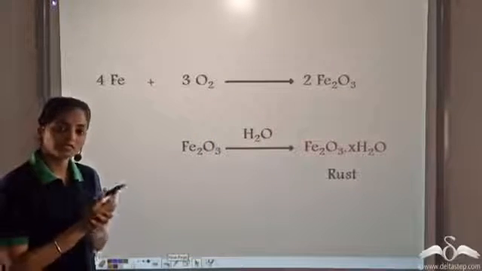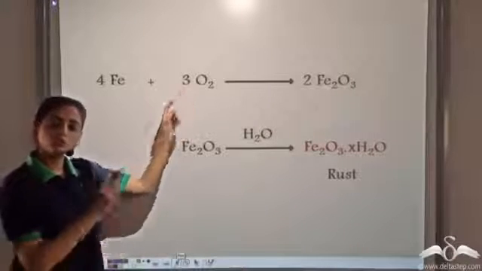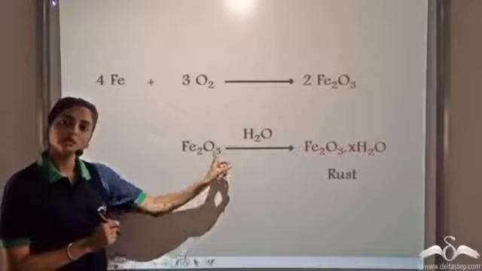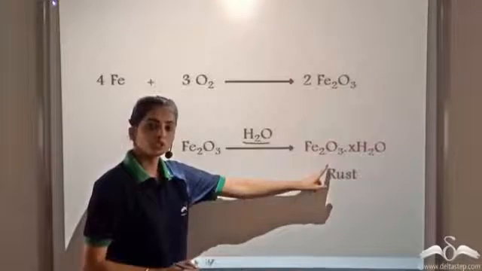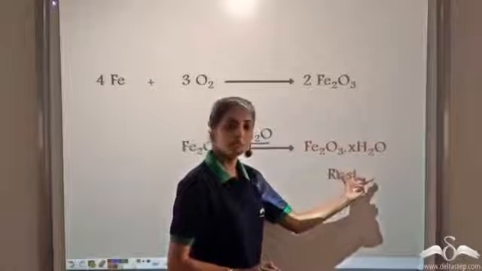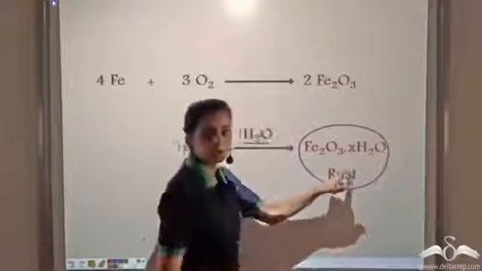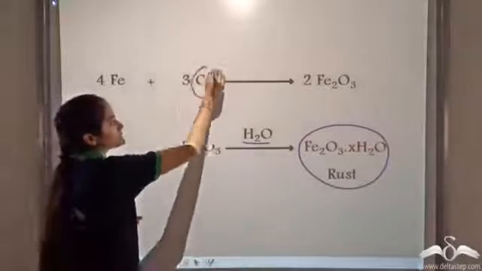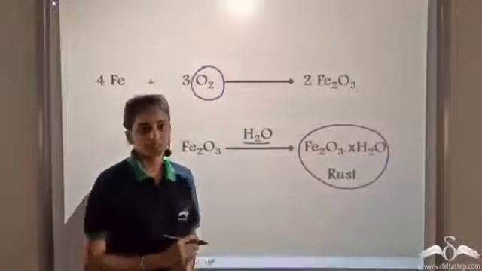What is the rust that is getting formed? First, iron reacts with oxygen to form the oxide Fe2O3, and then this Fe2O3, when it comes in contact with moisture, forms the reddish brown Fe2O3.XH2O. And this is the reddish brown coating of rust that we see on iron articles. So Fe2O3.XH2O is rust. From these equations you see that both oxygen and moisture are required for rusting or corrosion to take place.